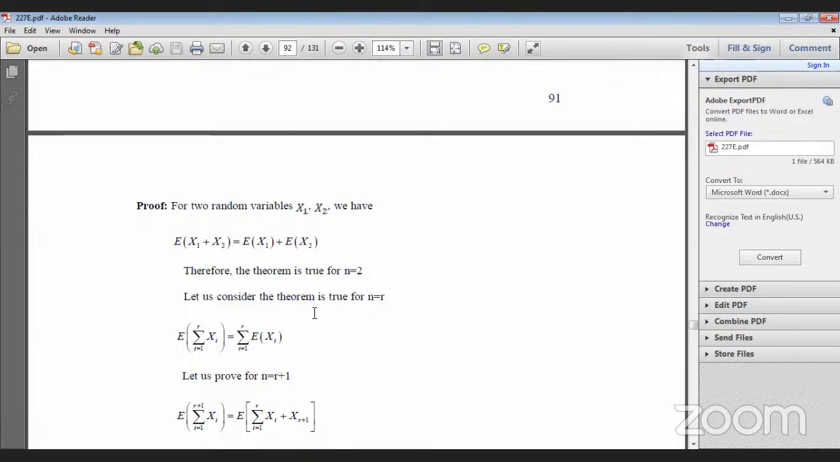This is very most important. For 2 random variables x1 and x2, we have E of x1 plus x2 equal to E of x1 plus E of x2 that we have to write here. Therefore the theorem is true for n is equal to 2.